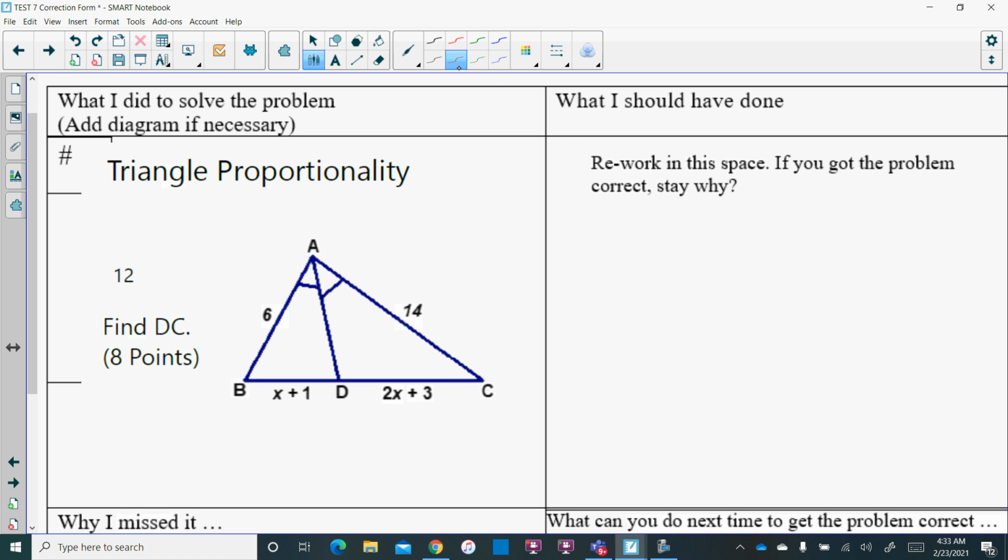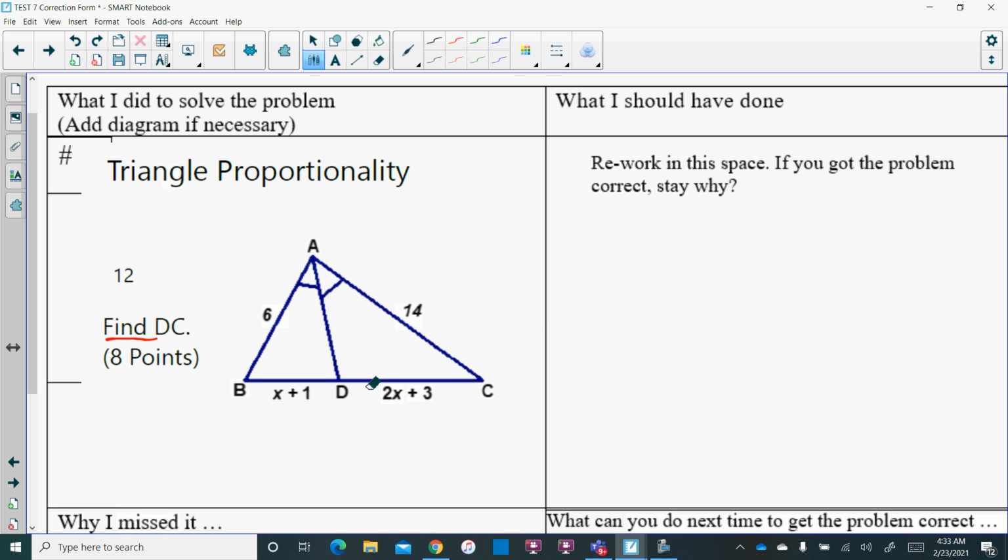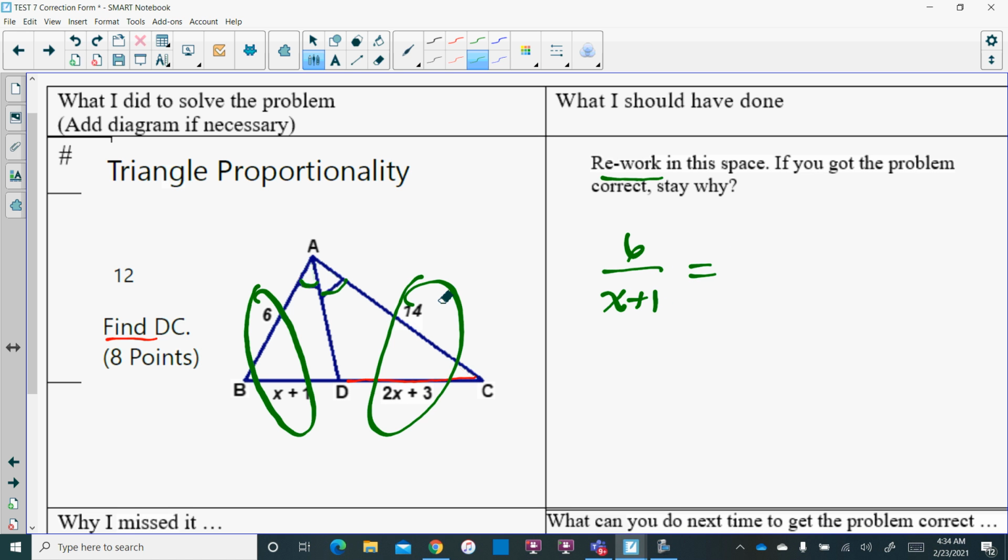So on this first one, they want you to find DC. You've got to remember that's this whole segment here. So whenever you have an angle bisector like we do right here, it breaks it into 2 parts. You have the left part here, the 6 and the x plus 1. So on our rework, it's 6 over x plus 1 equals, and then we go to the right section, 14 over 2x plus 3.